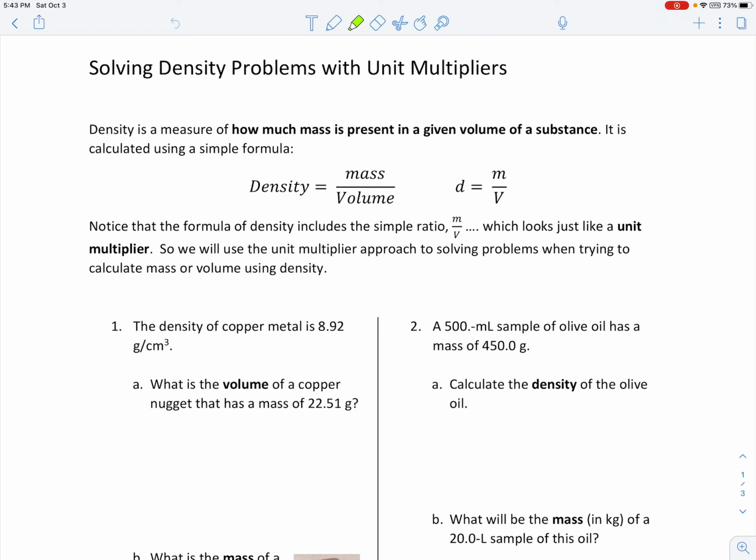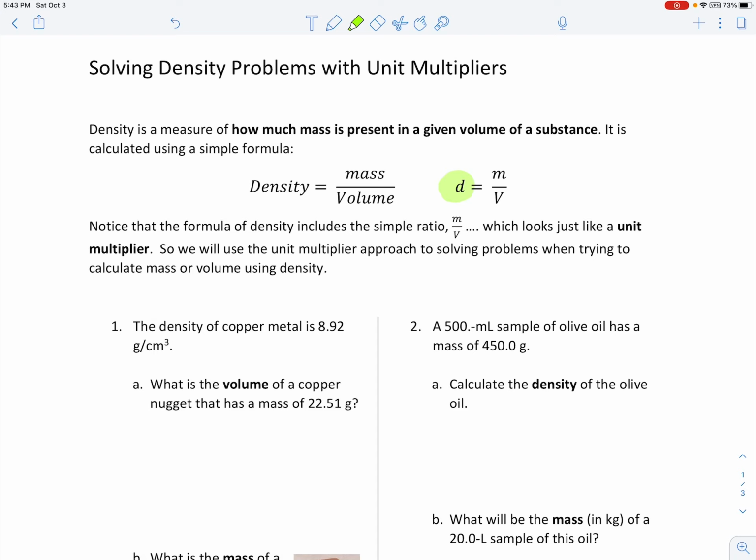You can calculate density using a simple formula based on that definition. Density is the mass divided by the volume, or D equals m over V. Now in this course, we're only going to use that formula if we're calculating the density itself. So the only time you'd write this formula down is if the question was asking you to calculate density. Then you would write the formula and you'd plug things in.